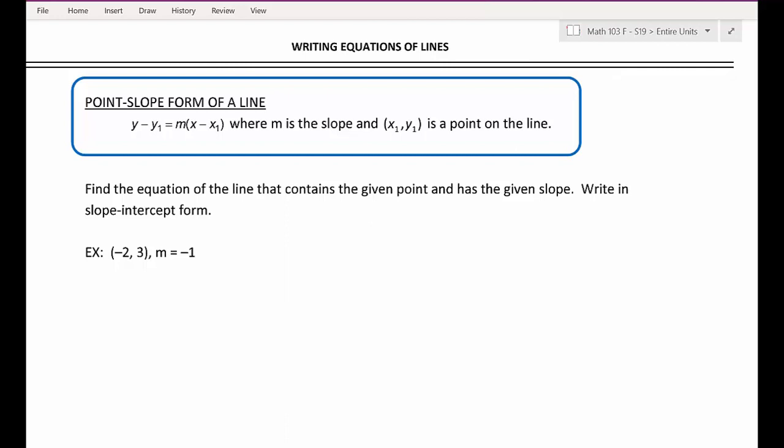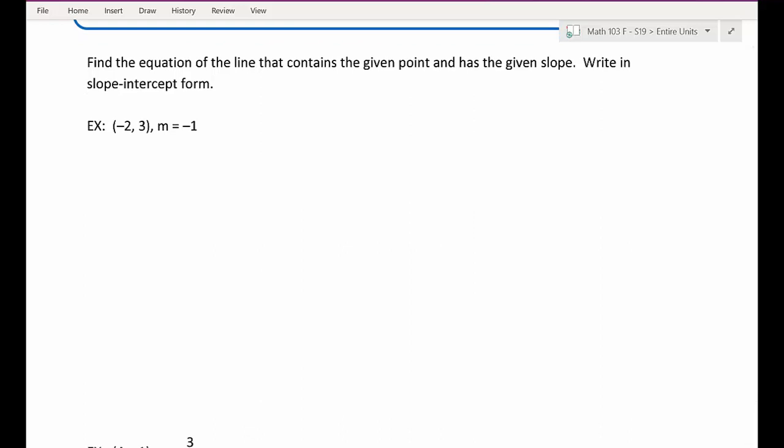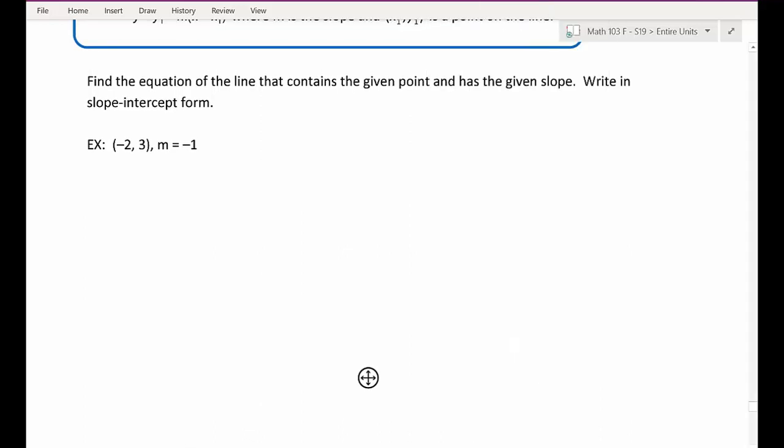So let's find the equation of the line that contains the given point and has the given slope. We want to write our answer in slope-intercept form regardless of which form of a line we use to actually write the equation. We do this because slope-intercept form tells us a lot of information about the line, and then if we want to do subsequent things like graph it or answer a question to an application problem, it's the easiest form to reference. I'm going to start by using our new form of a line, point-slope form of a line, to write the equation.